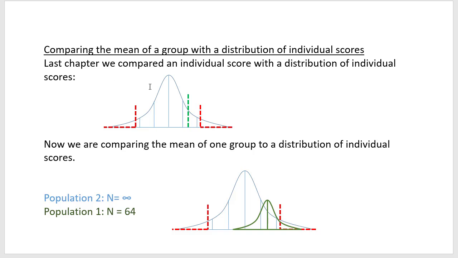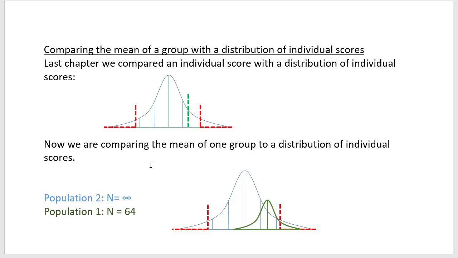Now, last chapter we compared an individual score with the distribution of individual scores, and it looked kind of like this, where we had our two-tailed cutoff, and then we had one individual score that fell somewhere, and we could determine if that score were significant or non-significant. In this particular graphic, it's non-significant because it does not fall in either of the rejection zones.